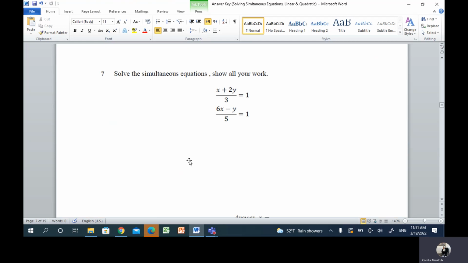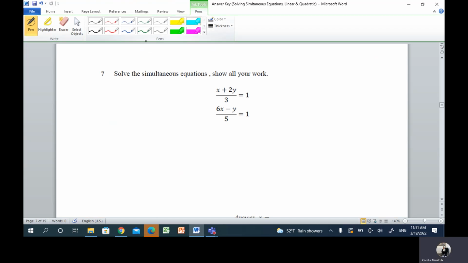So number 7. So as you can see here, x plus 2y over 3 is equal to 1, and then 6x minus y over 5 is equal to 1. First of all, I need to get rid of the denominator in both equations. So I'm going to multiply all this by 3, and I'm going to multiply all this by 5.